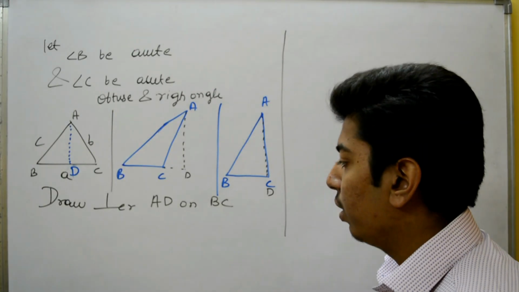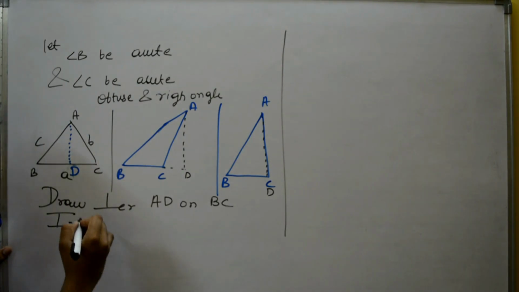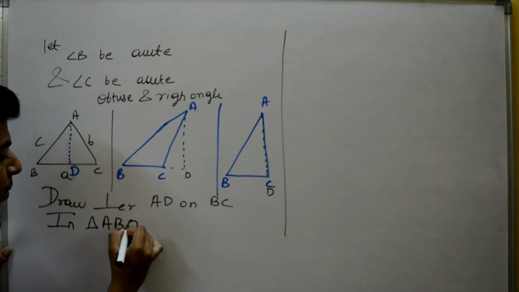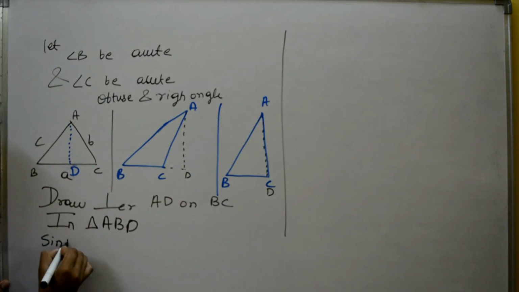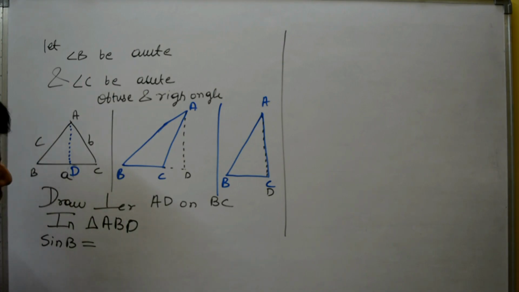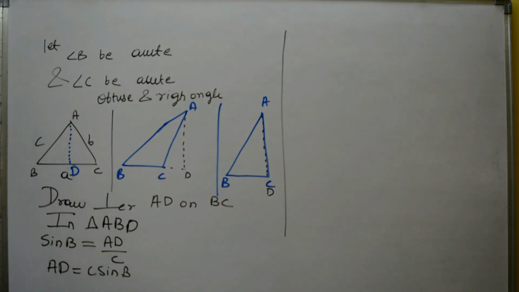Okay. So now the next step will be, in triangle ABD, here in this triangle ABD, sine B is opposite upon hypotenuse, that is AD upon C. So AD is equal to C sine B.